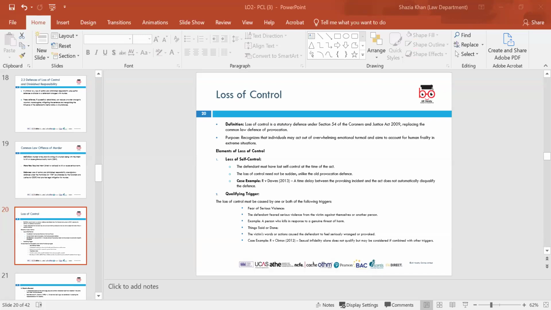And a jury must consider whether a reasonable person in the same situation would have reacted similarly. The qualifying trigger in the loss of control must be caused by one or other factor. So, fear of serious violence: the defendant feared serious violence from the victim against themselves or another person. Example, a person who kills in response to a genuine threat of harm. Things said or done: the victim's words or actions cause the defendant to feel seriously wronged or provoked. In the case of R v Clinton, 2012, sexual infidelity alone does not qualify, but may be considered if combined with other triggers.